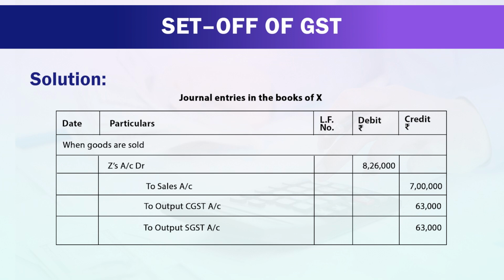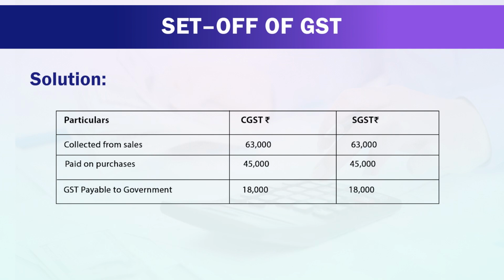The same goods are sold by X to Z. So, here Z's account will be debited along with the effect of output GST. So, Z's account debited by rupees 8,26,000, to sales account 7 lakh, to output CGST account 63,000, to output SGST account 63,000 rupees. Now, friends, here net GST calculation is to be done.